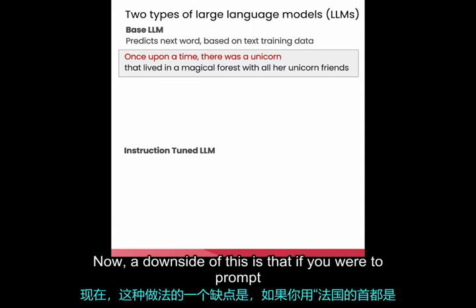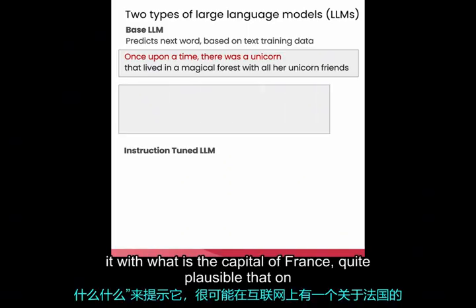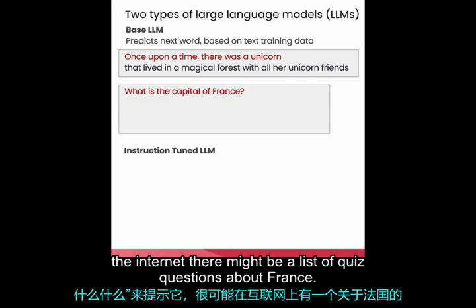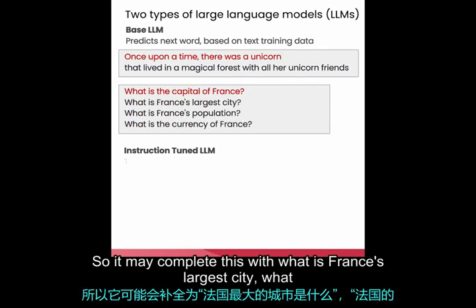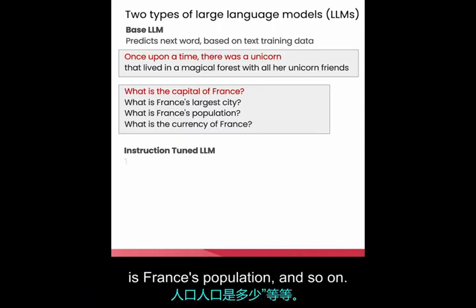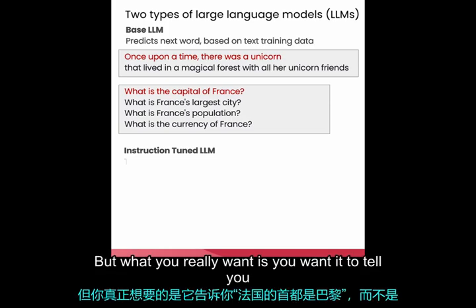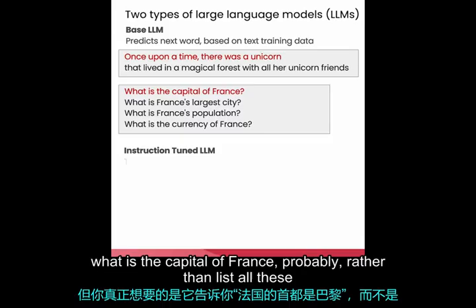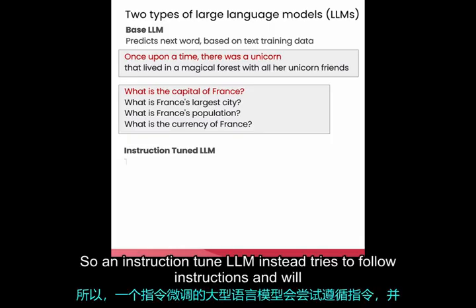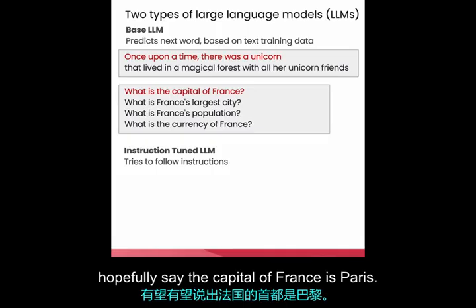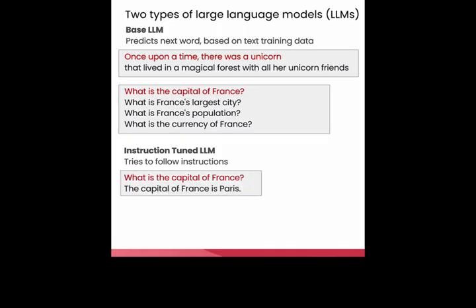Now, a downside of this is that if you were to prompt it with "What is the capital of France?", it's quite plausible that on the internet there might be a list of quiz questions about France. So it may complete this with "What is France's largest city? What is France's population?" and so on. But what you really want is for it to tell you what the capital of France is, probably, rather than list all these questions. So the instruction-tuned LLM instead tries to follow instructions and will hopefully say the capital of France is Paris.